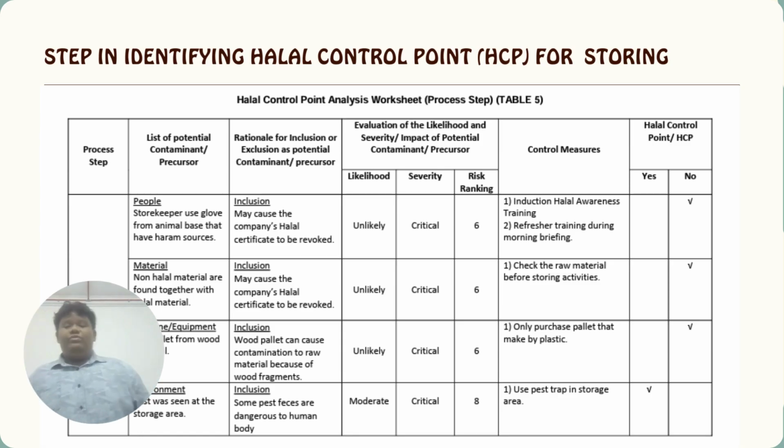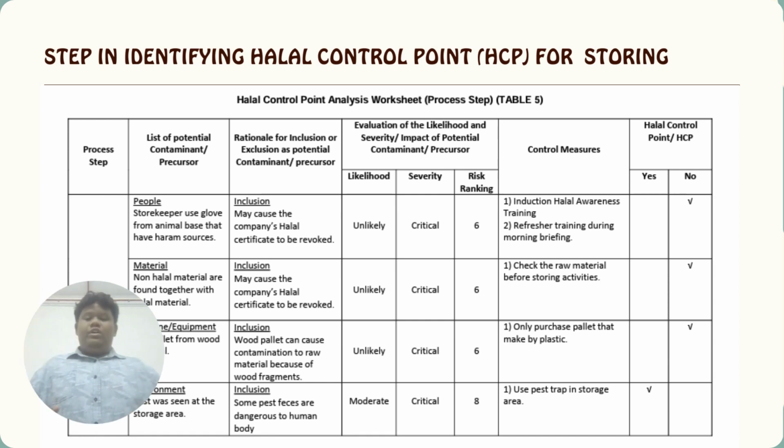Now I will talk about the step to determine the halal control point, HCP, for the store. For the store, the first thing is we look at the four threats. The first one is people. People: a storekeeper uses gloves made from an animal base that has haram sources. For example, the storekeeper uses gloves made from porcine. For the material, non-halal material is found together with halal material.